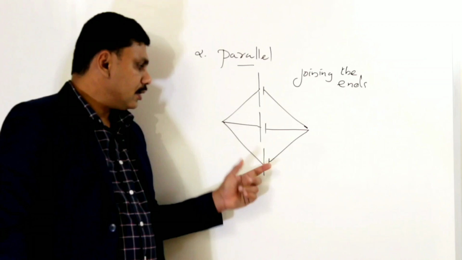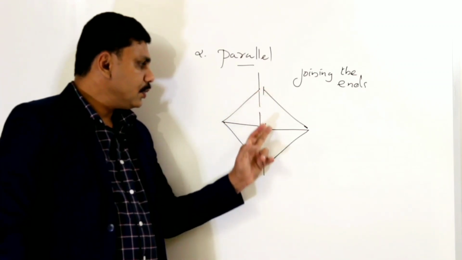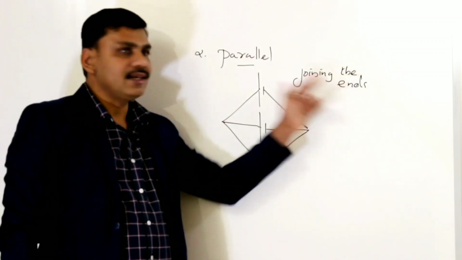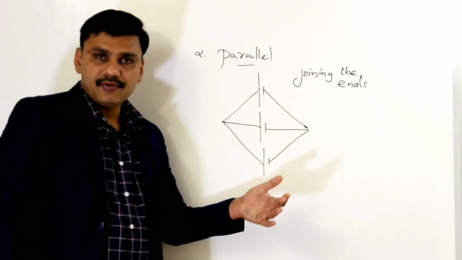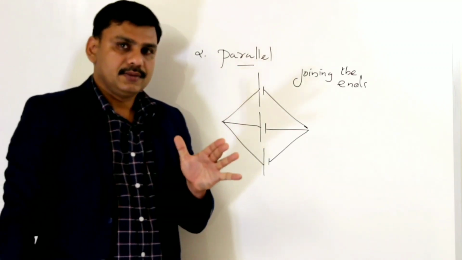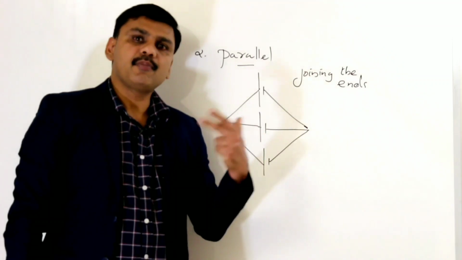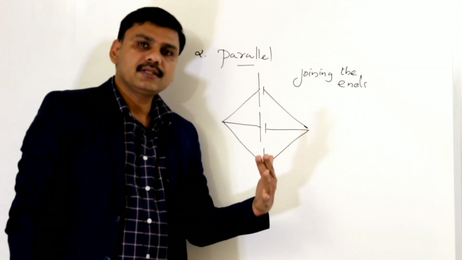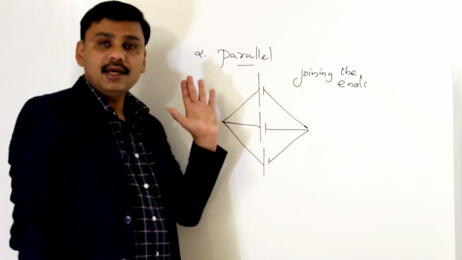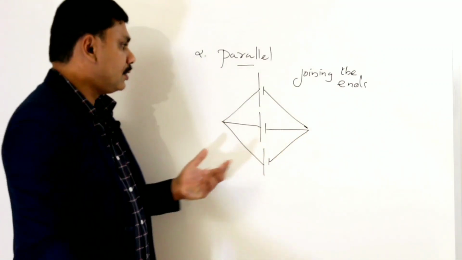So here the three cells are connected in parallel. The positive terminals of the three cells are joined at a point. The negative of the three cells are joined at a point. That's why it is joining the ends. It is completely different from series connection. So you can connect an electrical component, an electric device, in two ways, series and parallel connection. Series connection means end to end connection. Parallel connection means joining the ends. So these are the two ways of connection in an electric circuit.